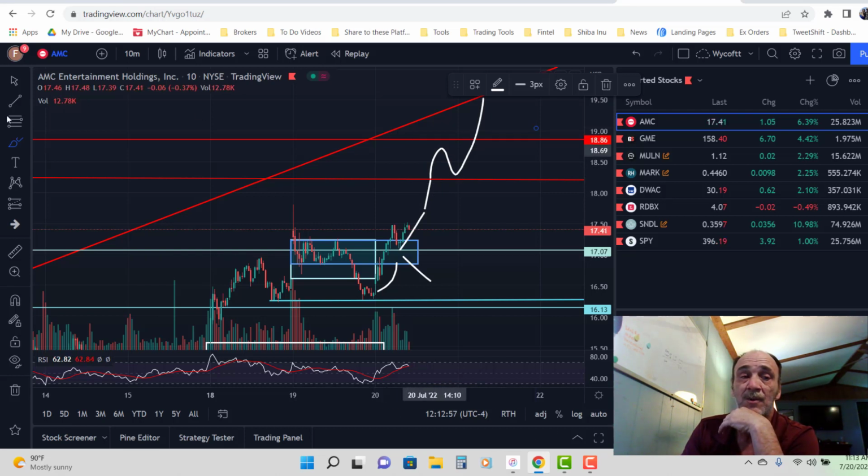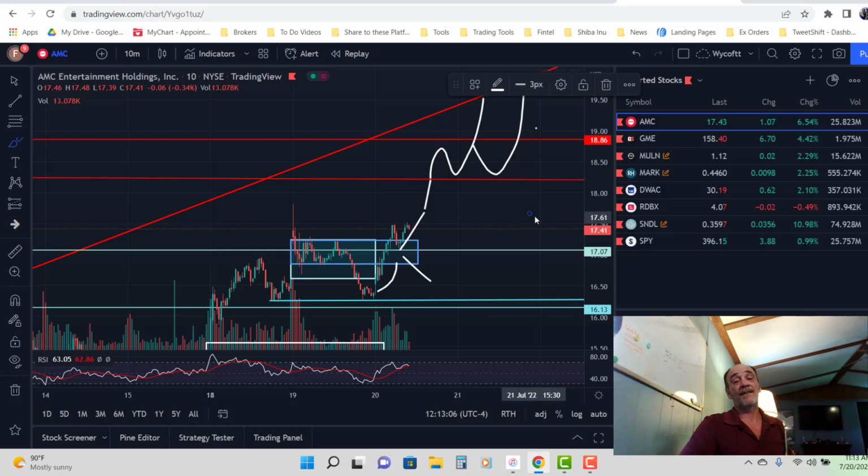It might want to bounce around. Hell, it might bounce around there a couple of times, something like that, but eventually it will go. But that's how you read it.